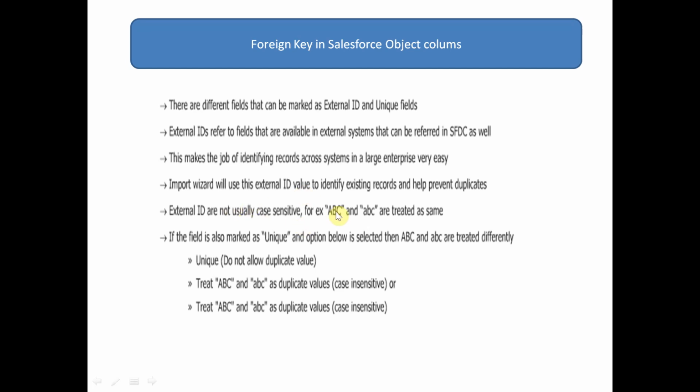Import uses this external ID. By default, the ID, row ID, record ID, which we saw, is used. External IDs are not case sensitive, so if you use 18 character record IDs, it is not case sensitive. If the field is marked as unique, then it will also see that ABC and abc are treated differently. Case sensitivity will be inbuilt.